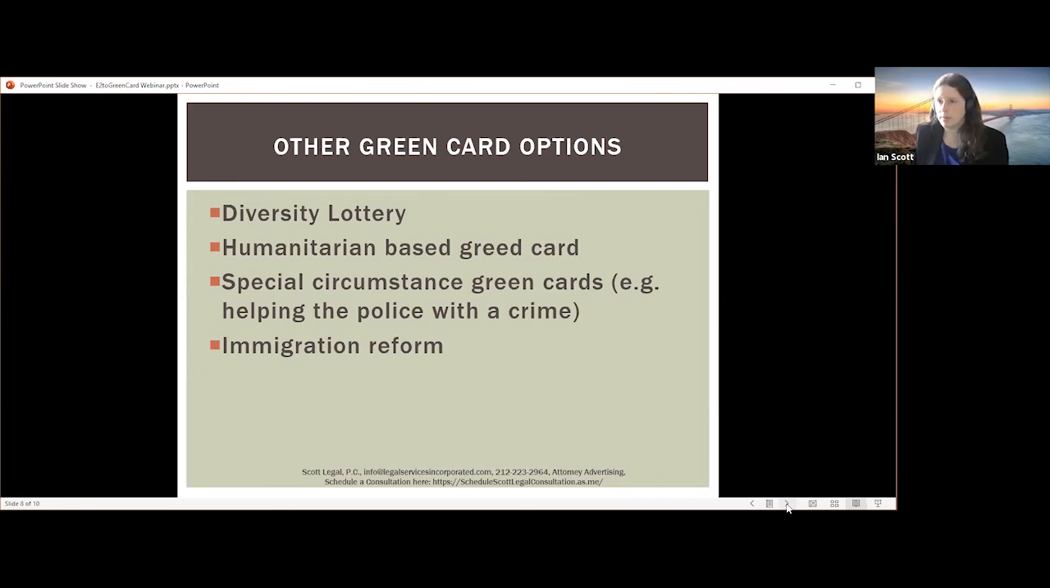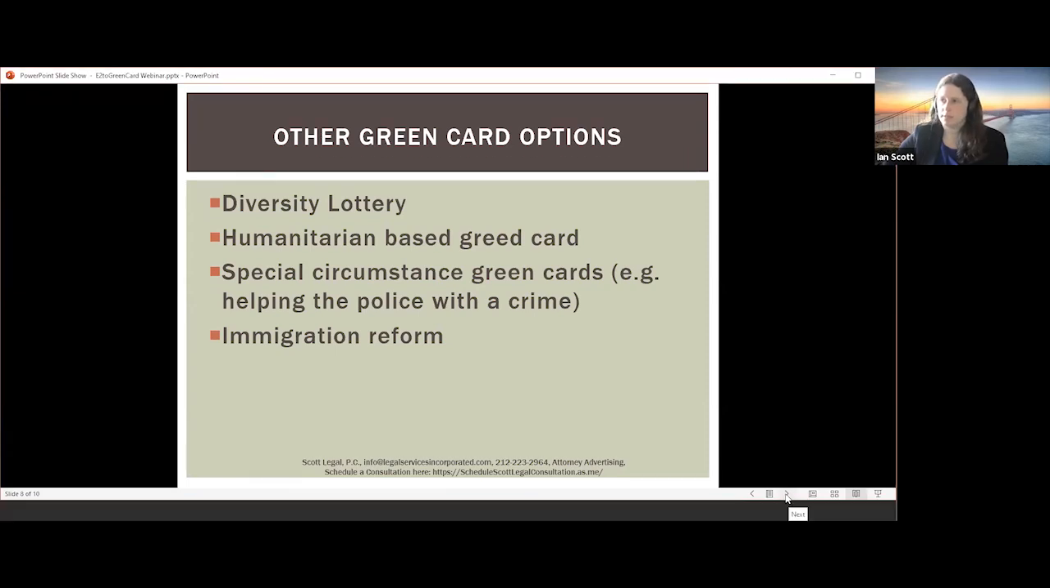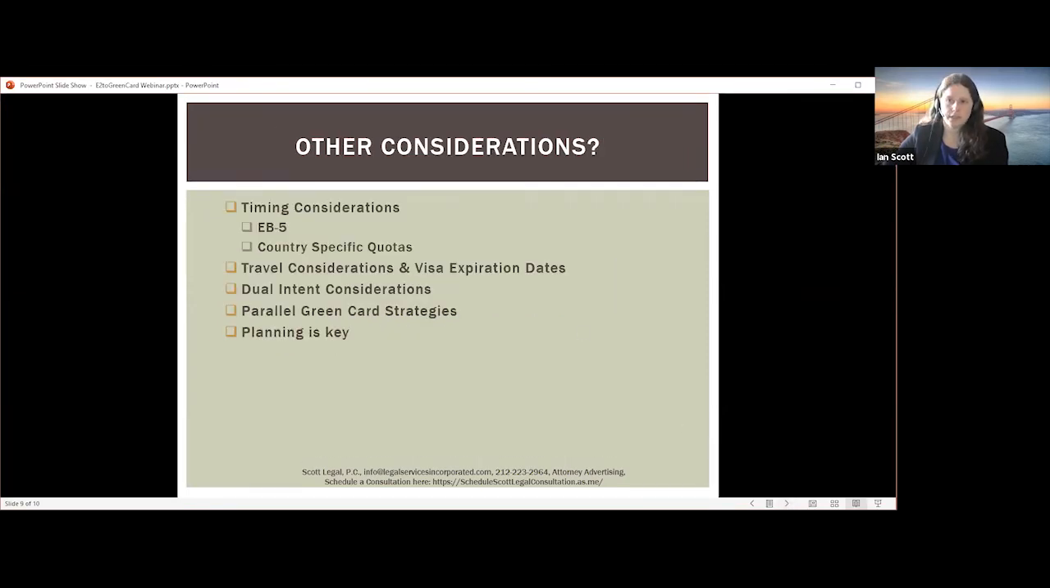There are also humanitarian-based green cards for people in various circumstances. There are special circumstance green cards, for example, helping the police with a crime. And then also, it's always possible there is some type of immigration reform. Over the years, there have been many bills proposed to expand green card options, particularly for entrepreneurs. None of those have yet come to pass, but it's always something to keep an eye on because there are always those possibilities. So I think other things to think about when you are considering the transition from an E-2 to a green card or any other visa to a green card.